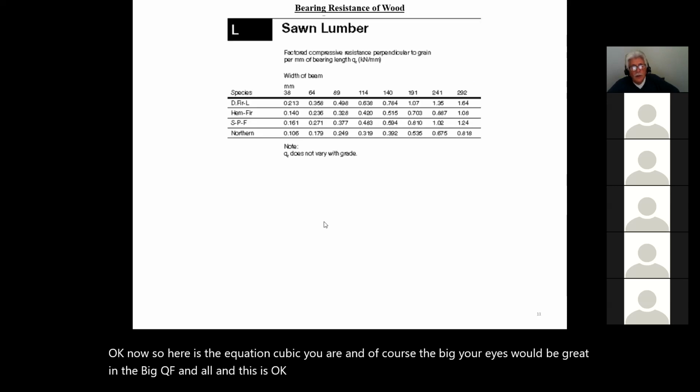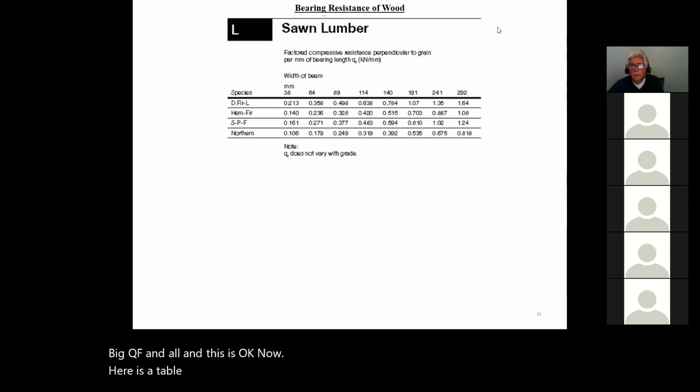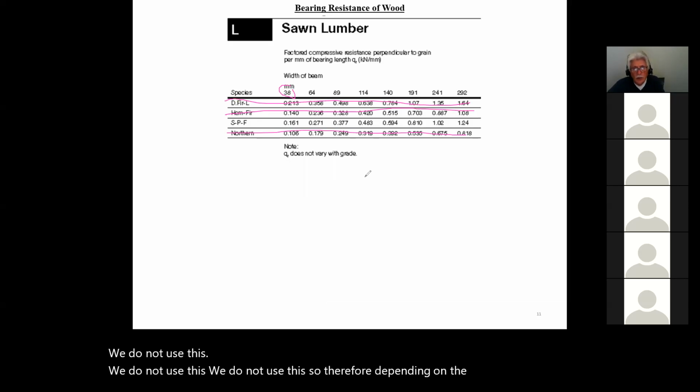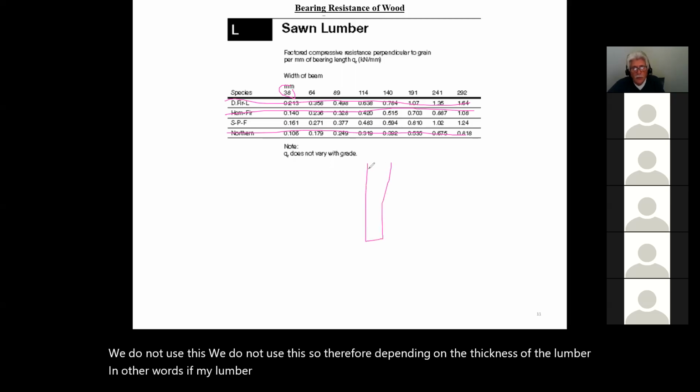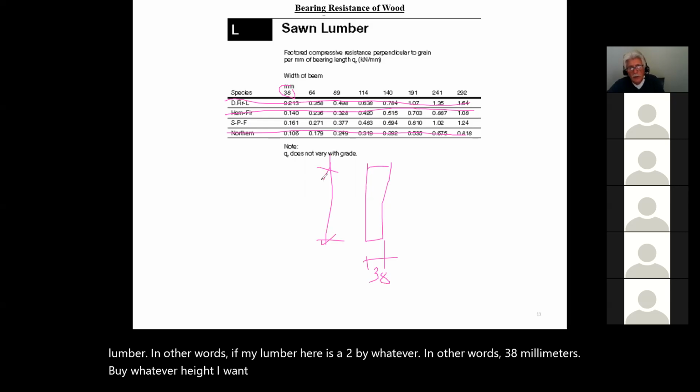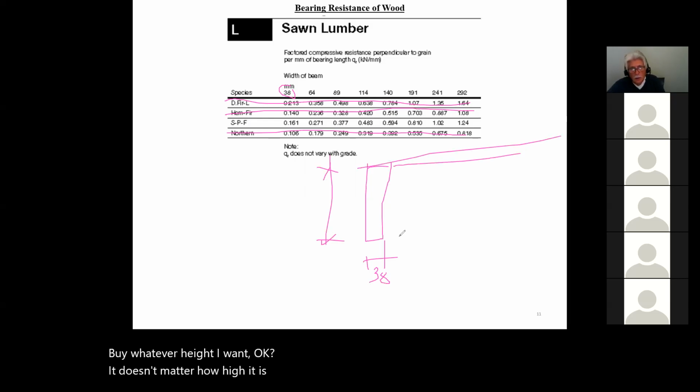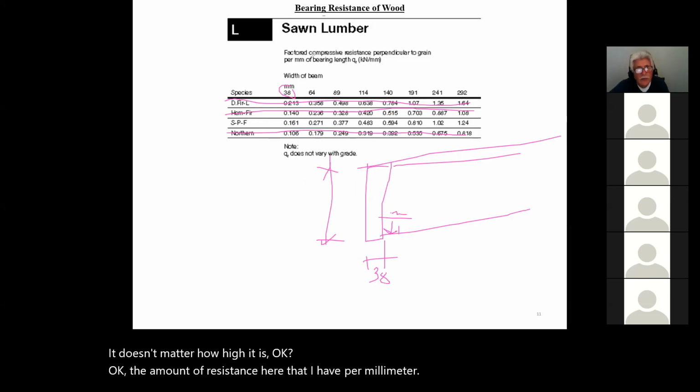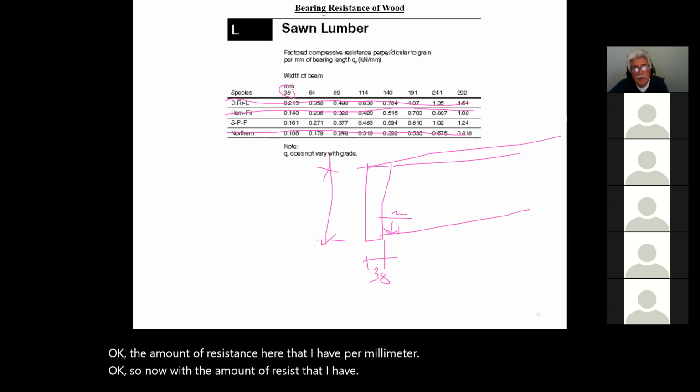Now, here's a table, very simple. We do not use this, we do not use this, we do not use this. So depending on the thickness of the lumber, in other words, if my lumber here is a 2 by whatever, 38 millimeters by whatever height I want, it doesn't matter how high it is. The amount of resistance that I have is so many kilonewtons per millimeter.